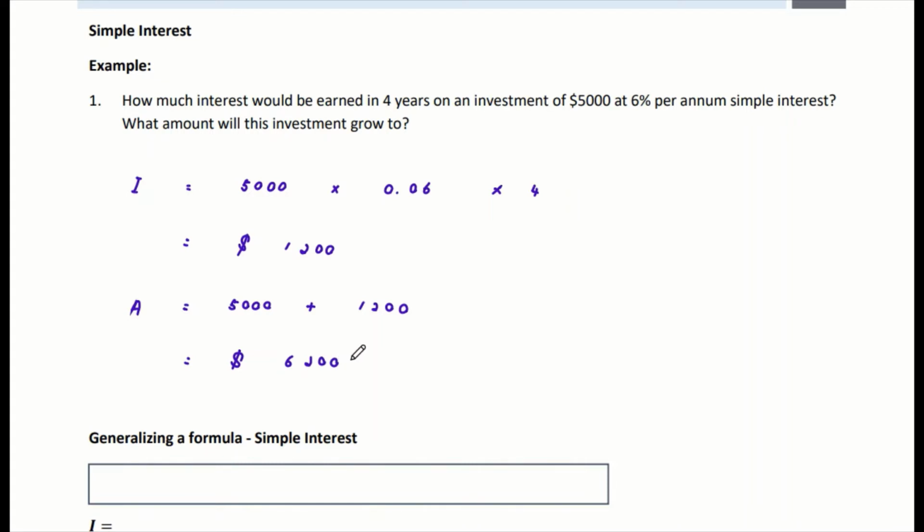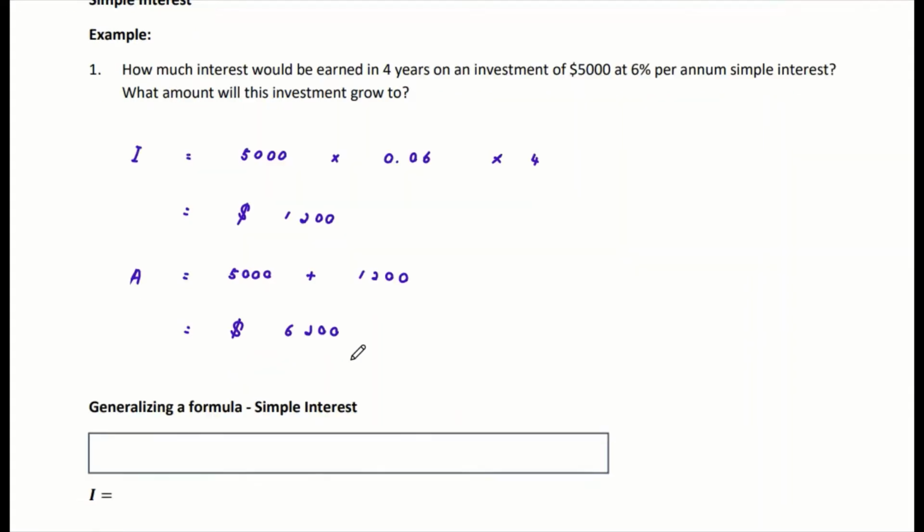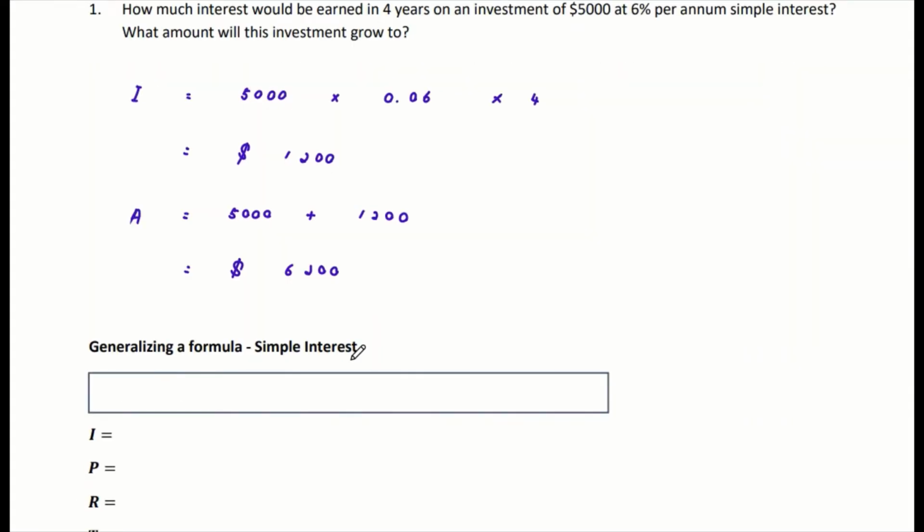Okay, so from what we have done in this question, we try to generalize a formula here, for simple interest only. You can see that interest is generated by using the principal multiplied by the interest rate. The interest rate we denote with a big R, and then multiply by the number of years. Because this is per annum, how many annum you have gone through is 4 years, so we use the letter T here. So I will be equal to PRT.